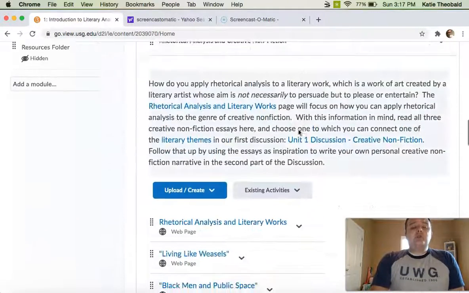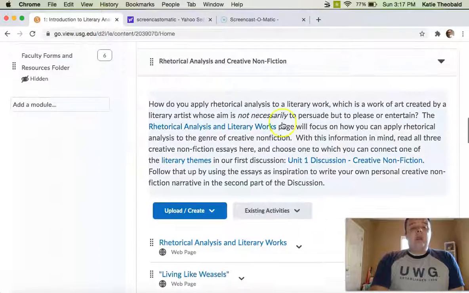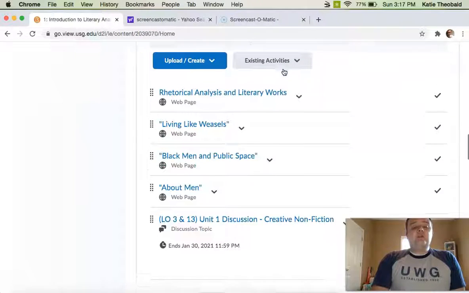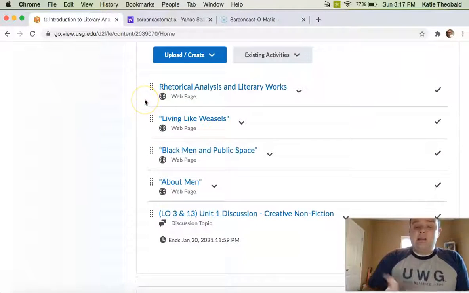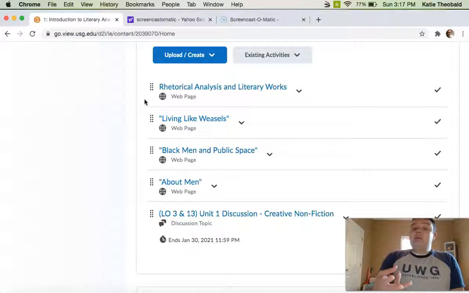The first area you're going to want to start with is the rhetorical analysis and creative nonfiction section. For this, you're going to be looking over what a rhetorical analysis is. There's going to be some information talking about how to approach literary works and how to approach creative nonfiction. There are 3 pieces here that you can read: Living Like Weasels, Black Men in Public Space, and About Men. These are 3 really good pieces.